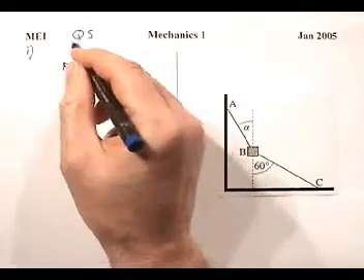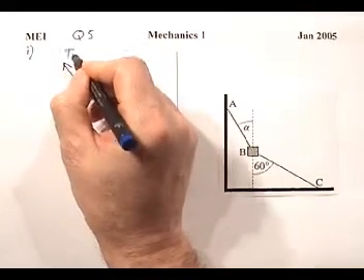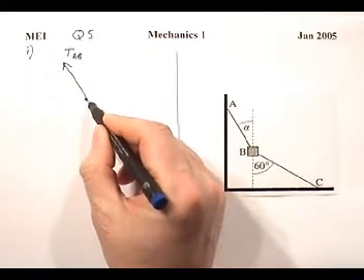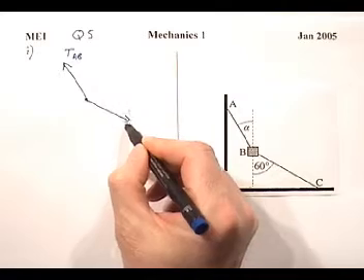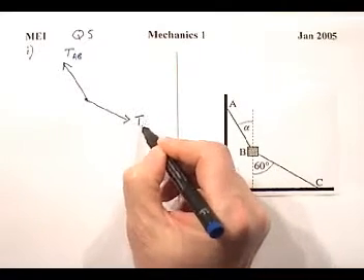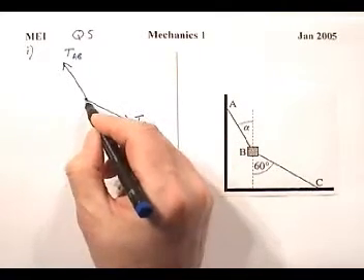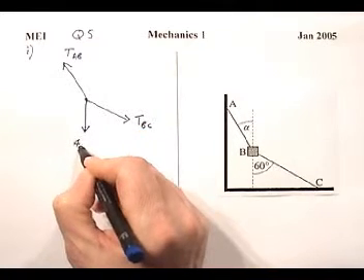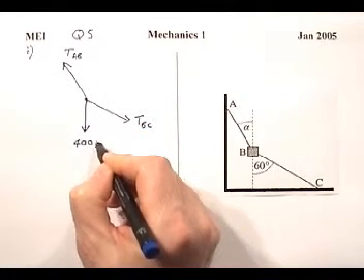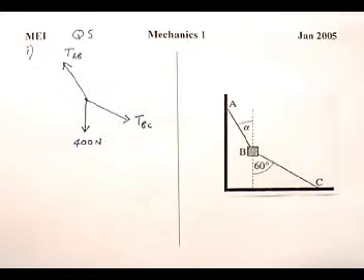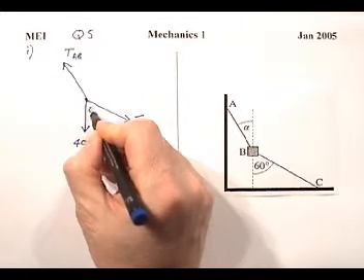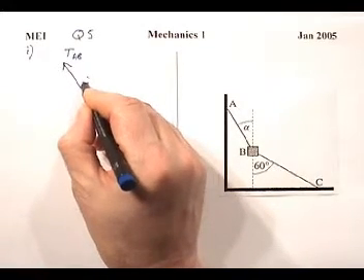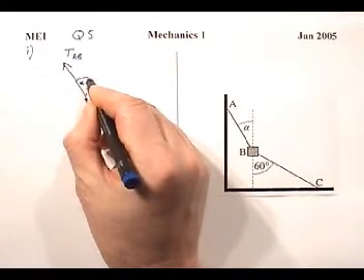So we have a tension which we can call TAB, and another tension TBC, and the weight of 400 newtons. And if we just mark the angles on, that would be 60 degrees there, and put a dotted line in, and alpha there.